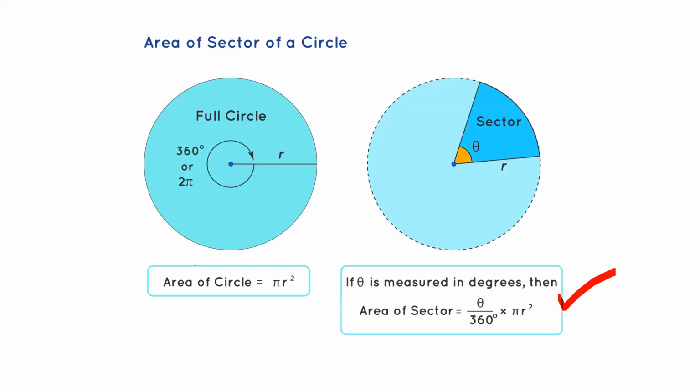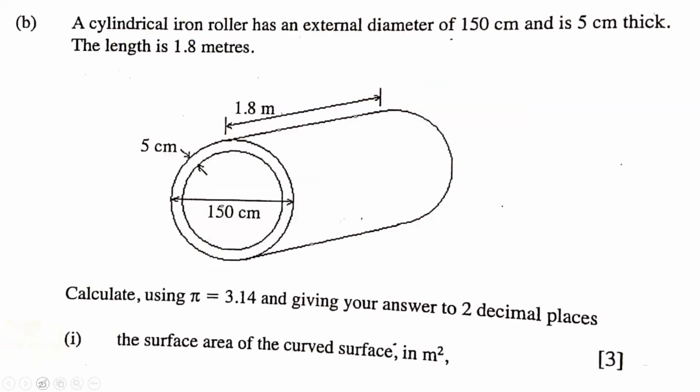Okay, let's move on to the next question. Here we have a cylindrical iron ruler. It has an external diameter of 150 centimeters and it's 5 centimeters thick. The length is 1.8 meters. So here we want to find the surface area of this. You have to find the surface area of the curved surface, right, in meters squared.